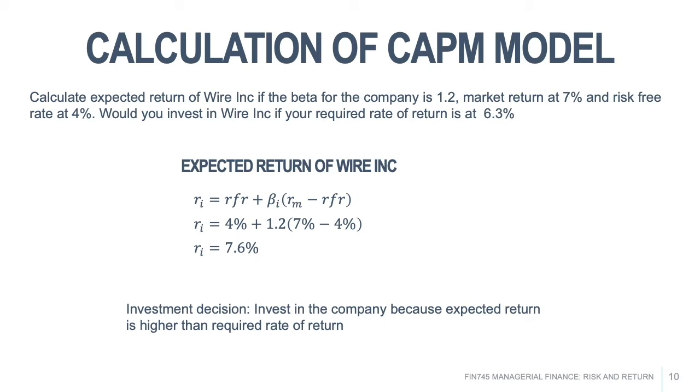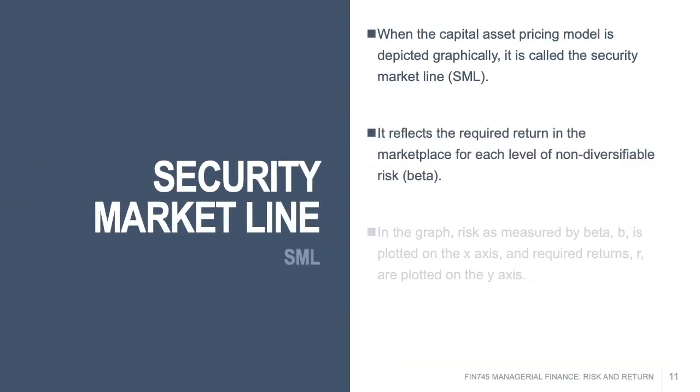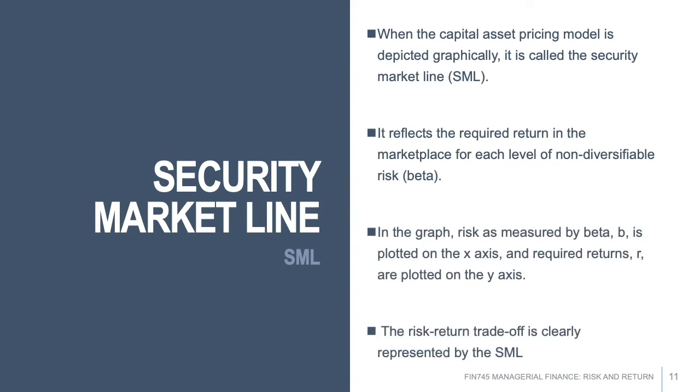Next, we look at the security market line, or SML. When the capital asset pricing model is depicted graphically, it's called the security market line. It reflects the required return in the marketplace for each level of non-diversifiable risk, which is beta. In the graph, risk as measured by beta is plotted on the x-axis and required return, which is R, is plotted on the y-axis. The risk-return trade-off is clearly represented by the SML.